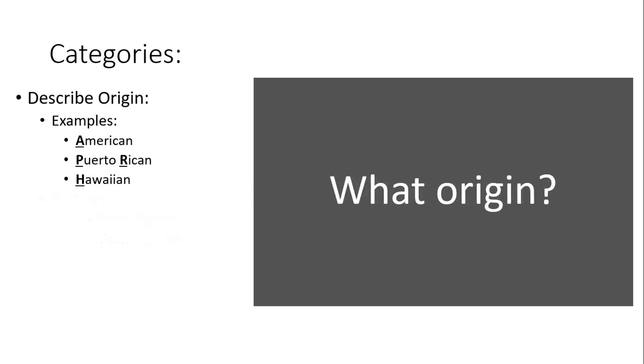Another category, which we'll also cover later on in the discussion, and I'll give you more details on it, will be describing the origin. Example: American, Puerto Rican, Hawaiian. What origin? Where is it from? Okay, we could say the American flag. The flag of the United States is the American flag. Now, notice that all of these words are capitalized because these are proper adjectives. And I'll discuss that later on, okay?